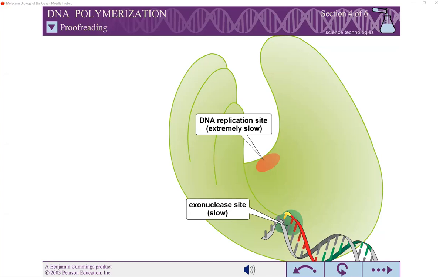In what manner the polymerization activity is going to take place, and in which manner 3 prime to 5 prime and 5 prime to 3 prime, how are the different polymerase activities going to be processed. For that we must look here at the dimer of the beta subunit forming a ring-shaped structure and acting like a sliding clamp. This is the structure of the DNA polymerase III.